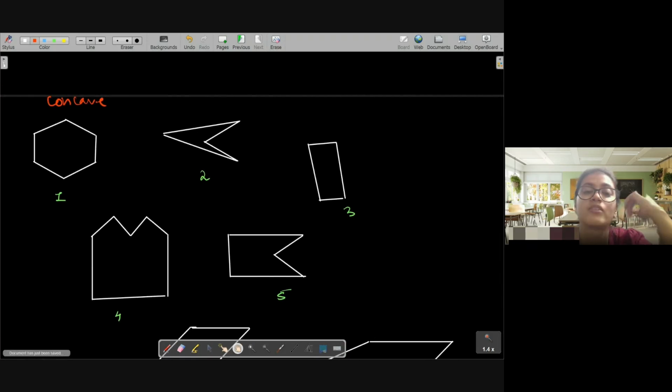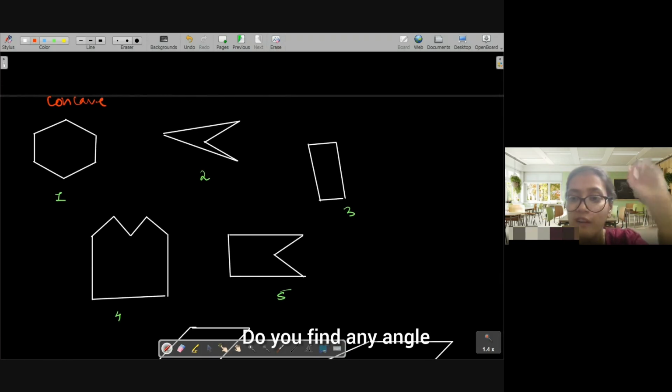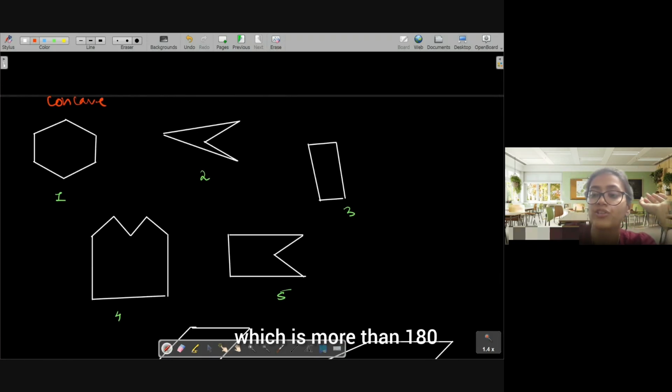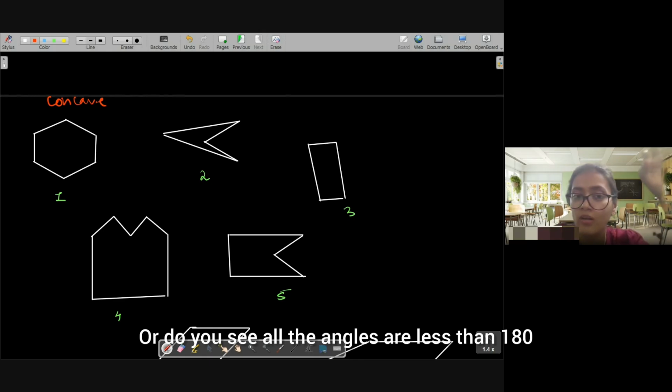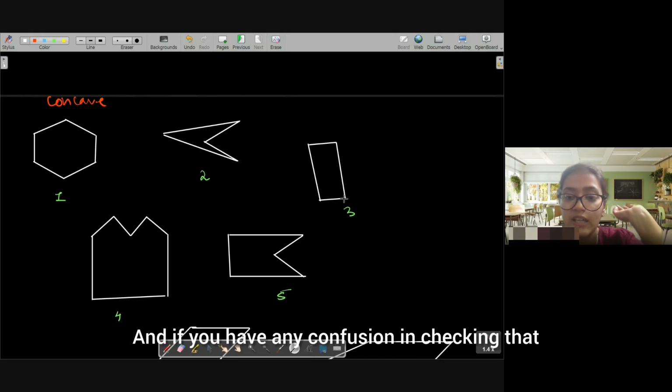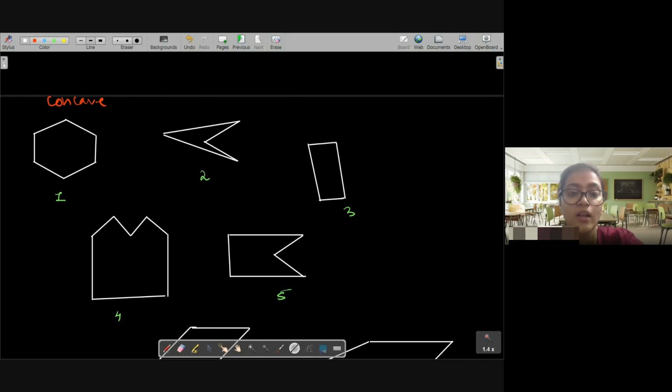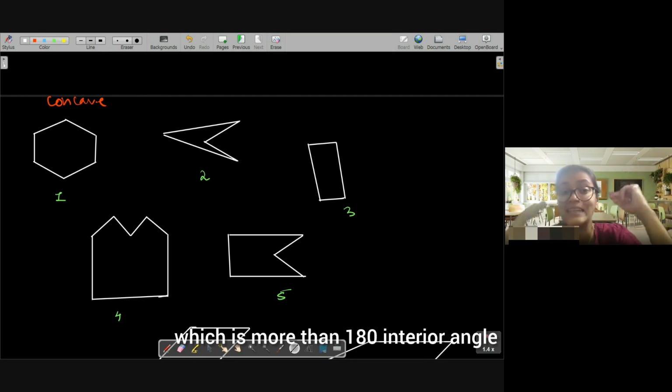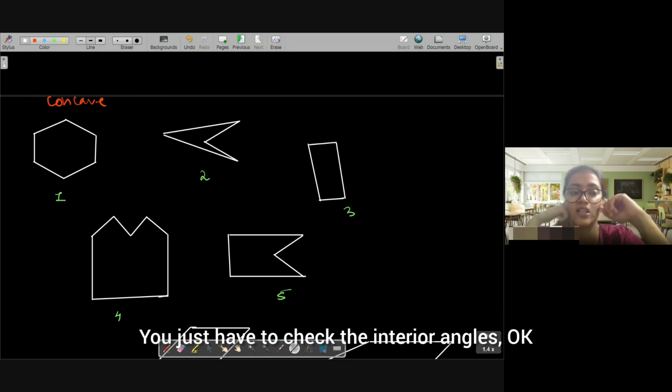Megan, it doesn't matter. You just apply the definition. Do you find any angle which is more than 180, or do you see all the angles are less than 180? That's all that you have to check. And if you have any confusion in checking that, we need to understand what an angle more than 180 looks like. We first do that then. You just have to check the interior angles, okay?